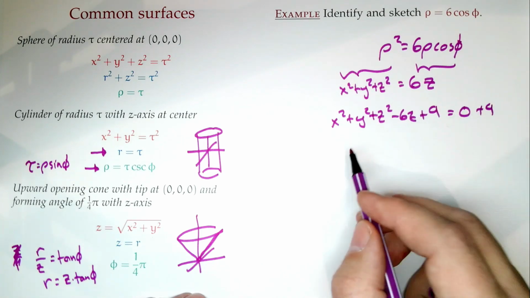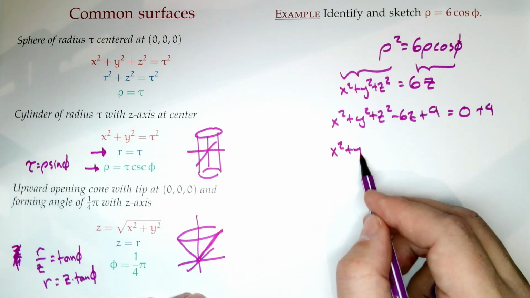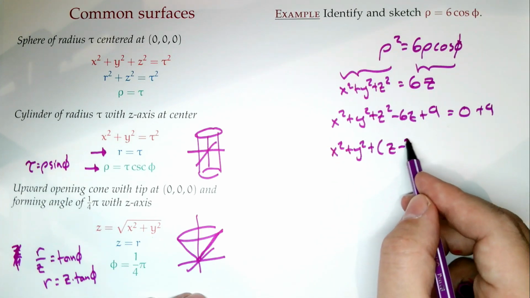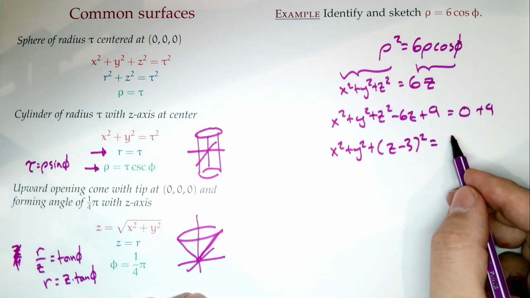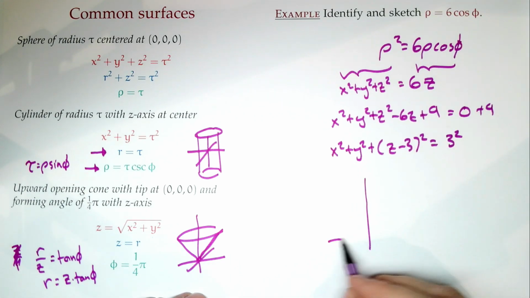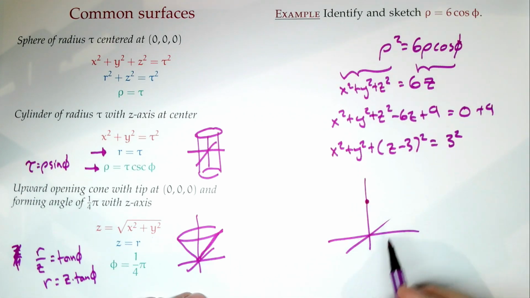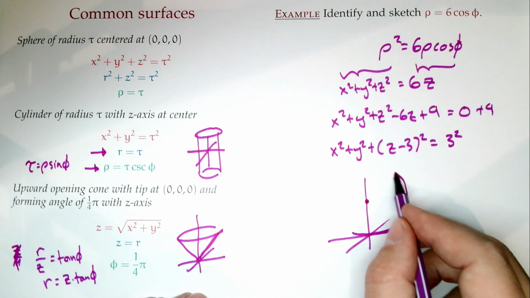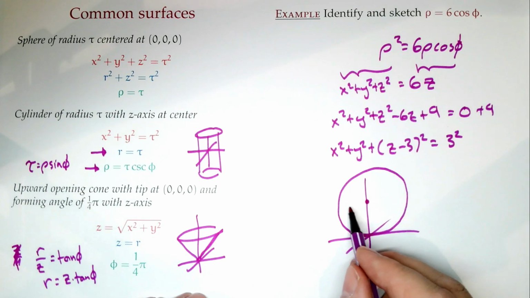And lo and behold, what kind of shape do we have? It's a sphere. Can you tell me anything about this sphere? It's not centered on the origin. Centered up at 0, 0, 3 and radius of 3. So it's a sphere that's sitting on the xy plane.